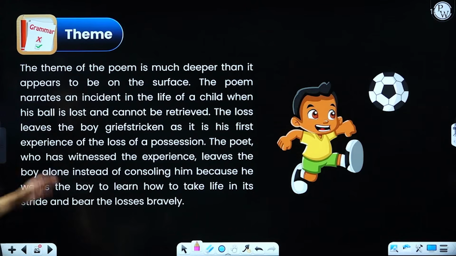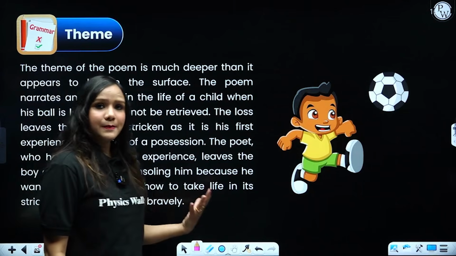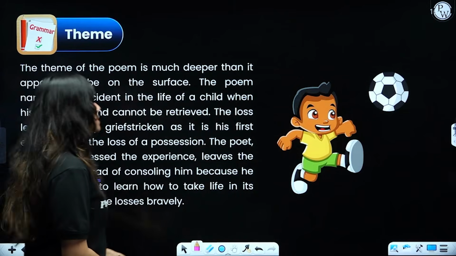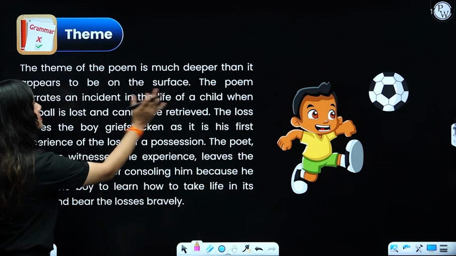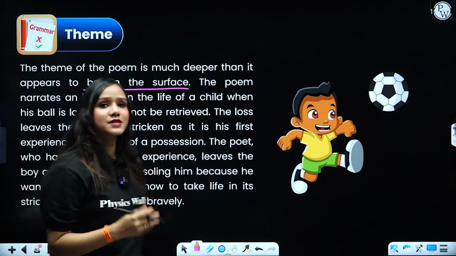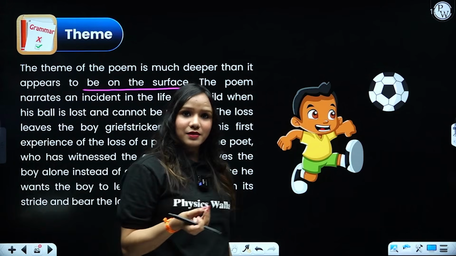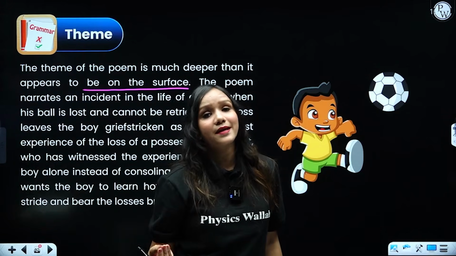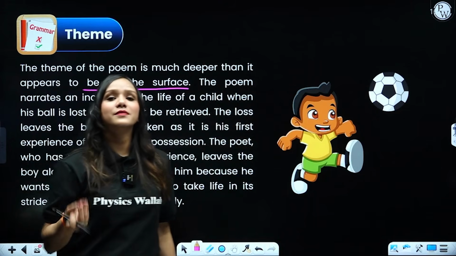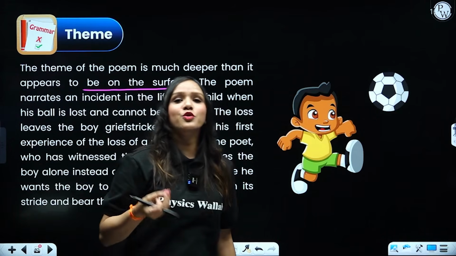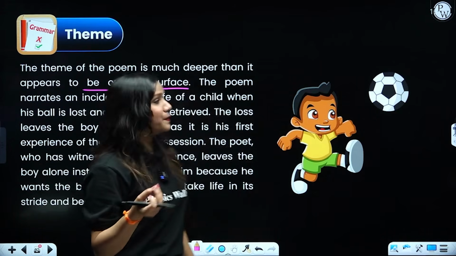Now, let's see the theme of the poem, which actually has a very deeper meaning. Let's see what it says. It appears to be on the surface, right? What do you see on the surface? Just the loss of a ball. But what is the underlying idea of the poem? The loss of what? The most loved possession, that is childhood memories, right?